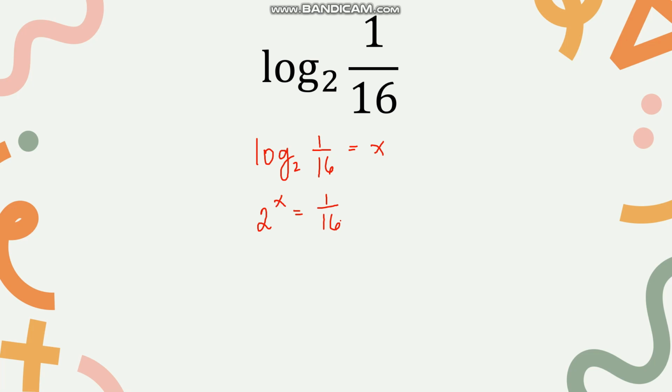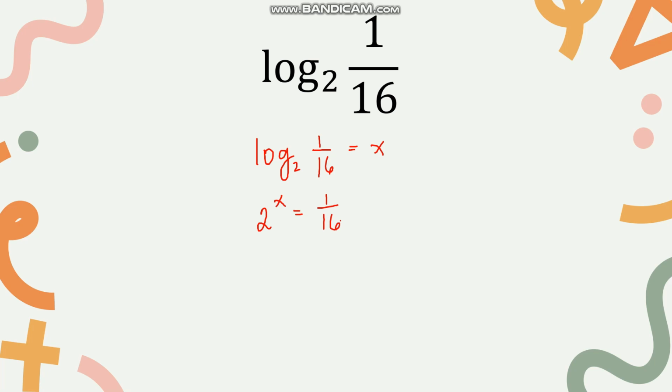Now as you notice, the argument that we have is a fraction. And it is impossible for us to get a fraction if we raise a certain number by a positive number. For example, 2 raised to 4 will be positive 16 only, but the argument that we have is a fraction. So that means our exponent should be negative, because if the exponent is negative, we will be getting the reciprocal.